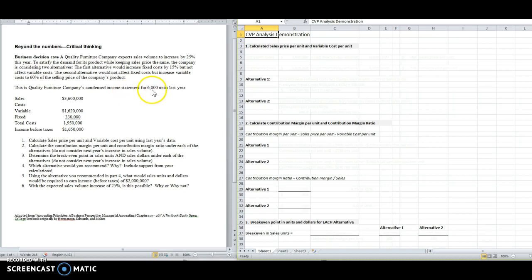They've given us the income statement for last year, and they said that last year we did 6,000 units, and then they're going to give us the cost. They did not tell us the sales price per unit or the variable cost. So that's the first thing we need to calculate.